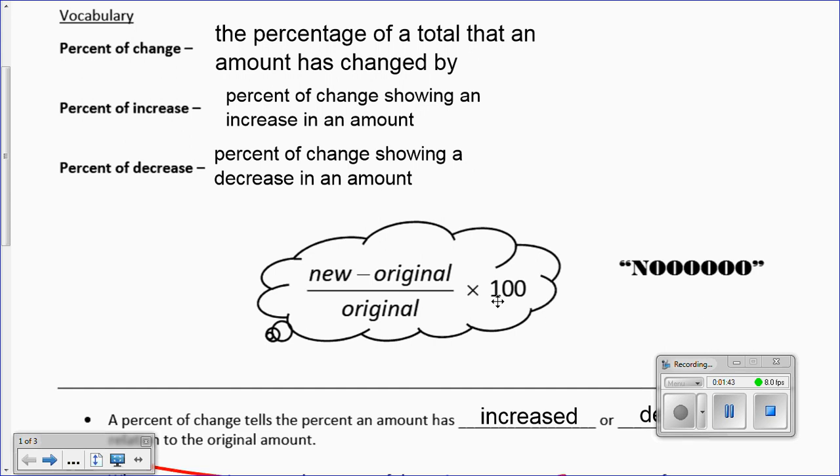And an easy way to remember what gets subtracted and divided and everything is that if you do n minus o over o, it spells out no. So just think, when you hear percent of change, think no. You don't want to do it, but you have to. And you're gonna hear me say no every time we do percent of change now. So hopefully that'll help you remember the formula.